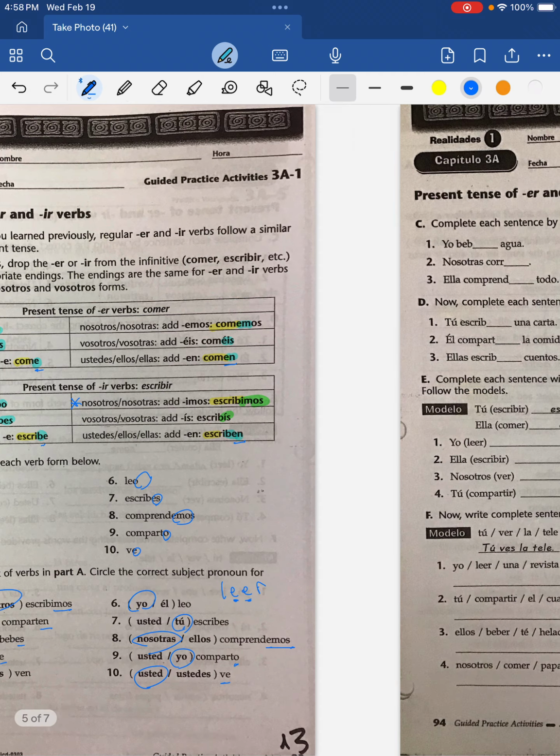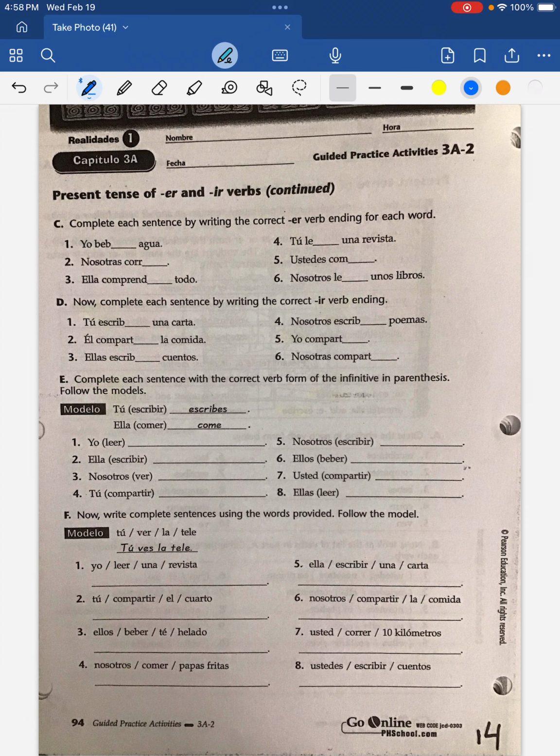So what happens, we're going to flip back and forth, or else you're going to do like I do, and you're going to write your chart right up here. O, es, e, emos, en. Told you we're not going to see any vosotros. We also need to remember that with the IR verbs, it's going to be o, es, e, imos, en. So the rest of them are the same, ER and IR verbs.